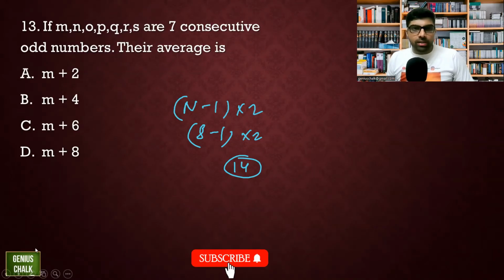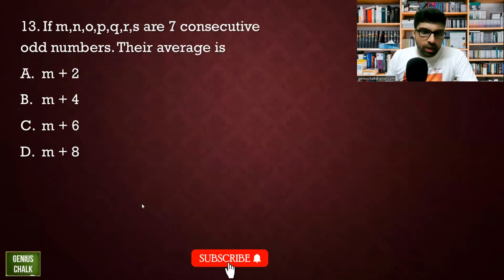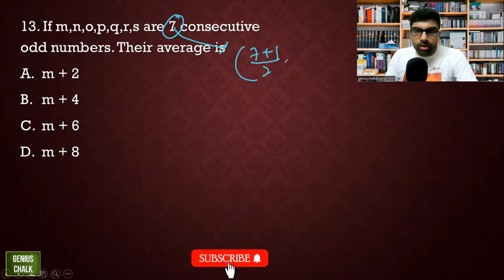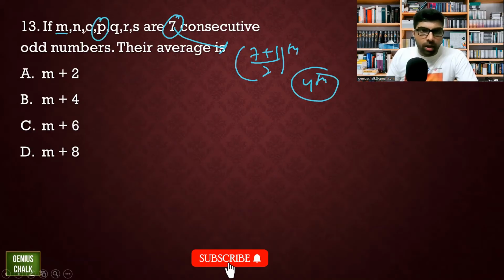If M and OP are 7 consecutive odd numbers, what will be their average? So let's find. Now you know there are 7 consecutive numbers. 7 means odd, so the average must be the (n plus 1) by 2th observation, the middle one. So the 4th observation is the average. So what is the 4th observation? It is P. 1, 2, 3, 4. So P has to be my average. Now, 1, 2, 3, 4, 5, 6, 7. 7 numbers are there, and this is P.